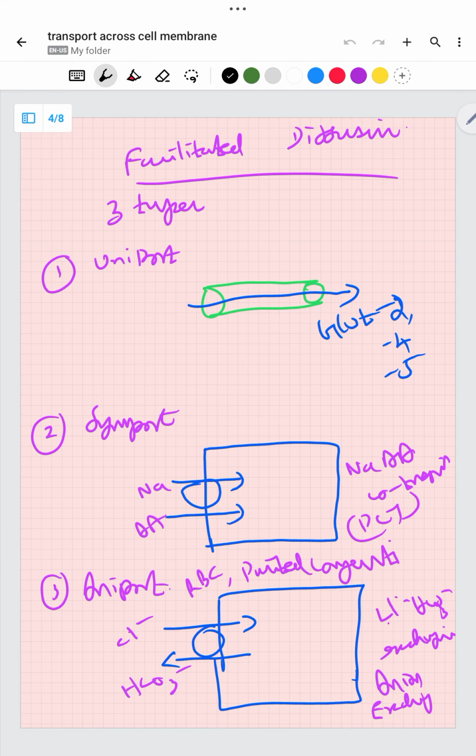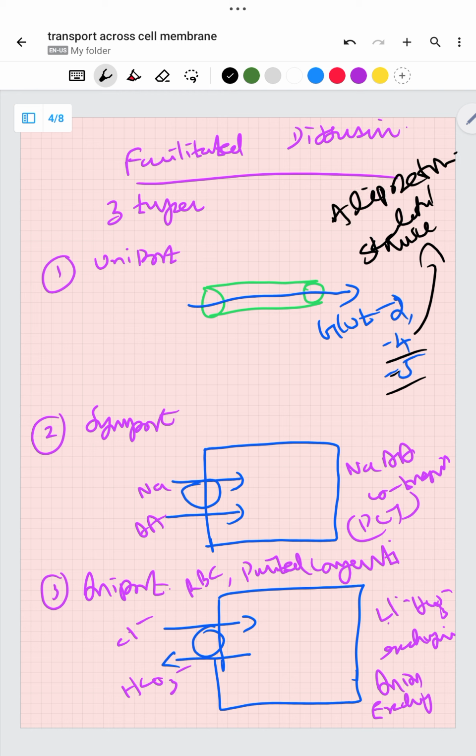In the facilitated diffusion, we have three types: uniport, symport, antiport. In the uniport, only one molecule is moving. Example, GLUT2, GLUT4 and GLUT5. GLUT4 present in the skeletal muscle and adipose tissue. GLUT1 and 2 present in the beta cells of the pancreas.